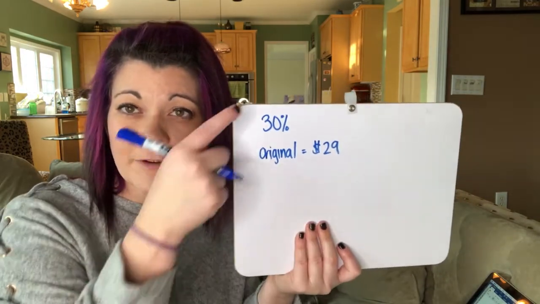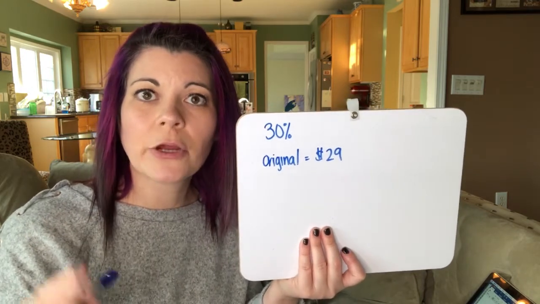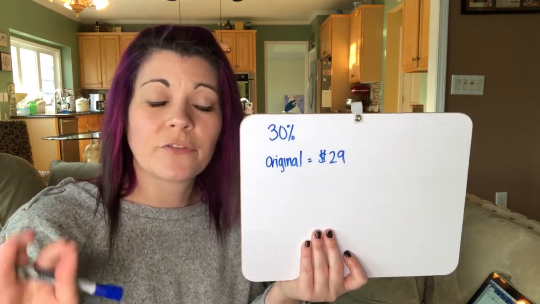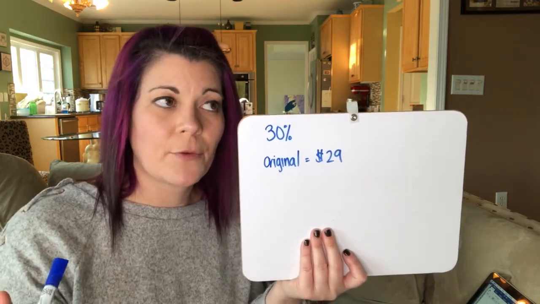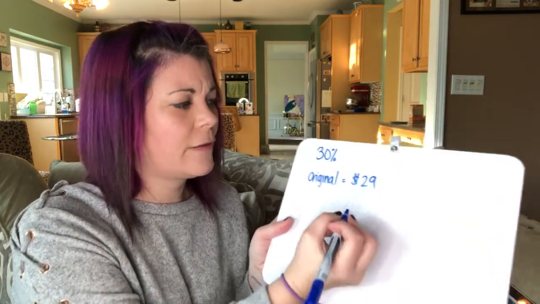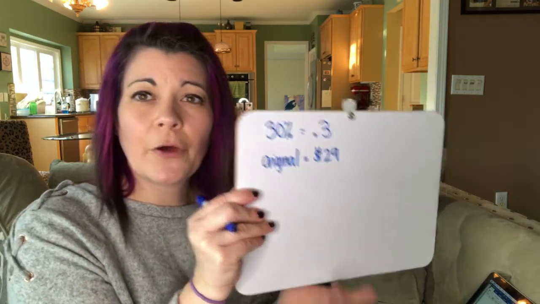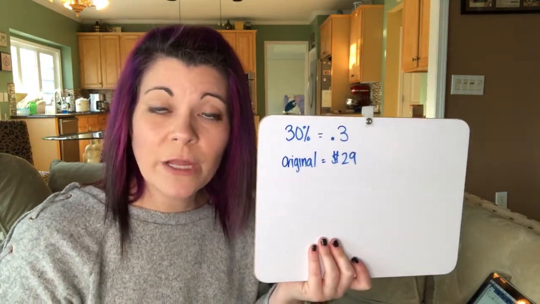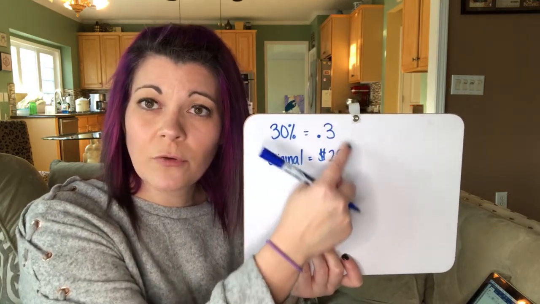So here are the steps. The first thing we want to do is change this percent to a decimal. If you don't know how to do that, go watch the percents, decimals, and fractions video, and you'll learn how to change percent to a decimal. So percent to a decimal, you move the decimal twice to the left. So 30% becomes 0.3. And then you want to find 30% of $29, so you're going to multiply these two: 29 times 0.3.